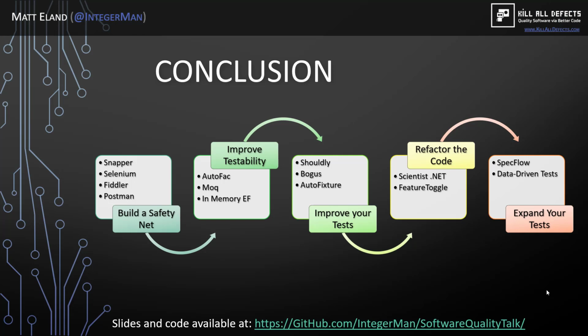All right, so let's conclude here. We talked about building a safety net, improving the testability of our code, improving the unit tests, refactoring our code safely, and then expanding those tests to bring others in and just scale things out a little bit more.